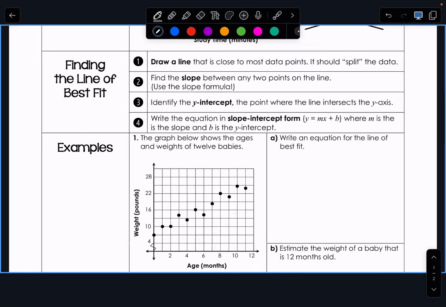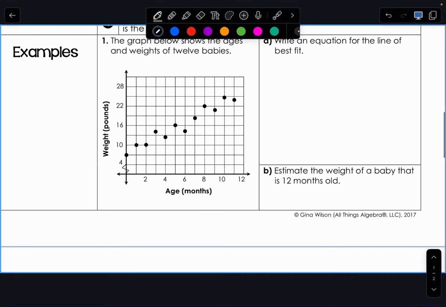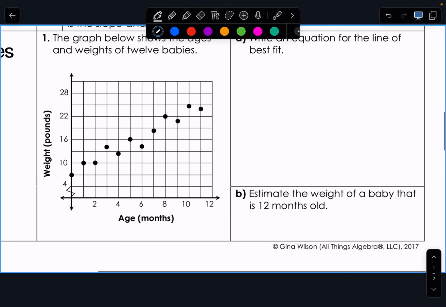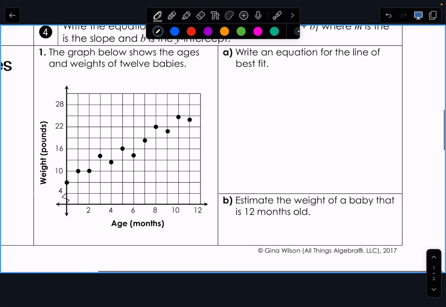Okay, now here is where the fun really begins, because we are going to get a scatter plot and we are going to have to draw the line of best fit. And we are going to have to write the equation y equals mx plus b for our line of best fit. So here's what I'm going to tell you to make your life easier.